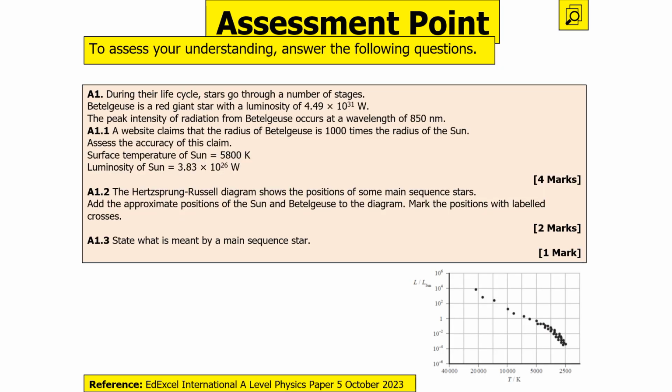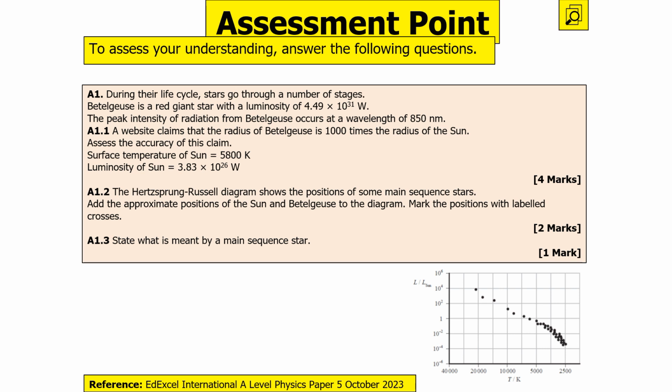The next question says, during their life cycle, stars go through a number of stages. Betelgeuse is a red giant star with a luminosity of 4.49 times 10 to the 31 watts. The peak intensity of the radiation from Betelgeuse occurs at a wavelength of 850 nanometers. A website claims that the radius of Betelgeuse is 1,000 times the radius of the Sun. Assess the accuracy of the claim.